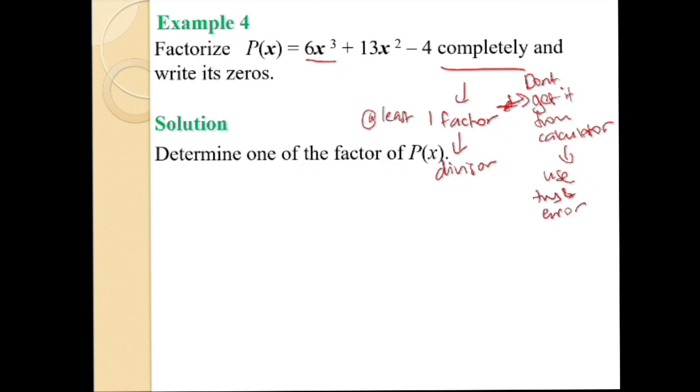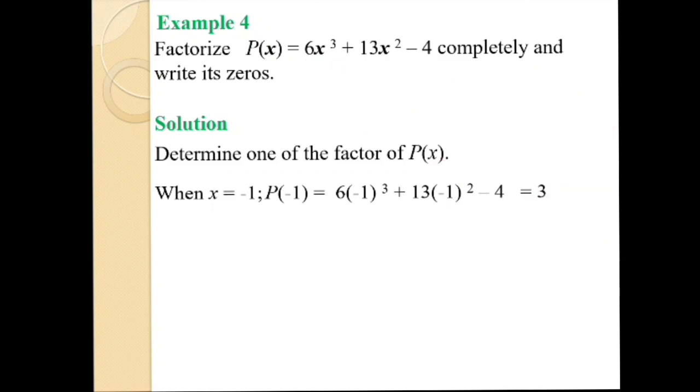To determine one of the factors of the polynomial, you have to start by trying out the numbers one by one. So let's say you choose negative 1. You try to substitute negative 1 inside and see whether it's equal to 0 or not. If it's not equal to 0, that means negative 1 is not one of the zeros, not one of the roots, and not one of the factors. So we have to try another number.